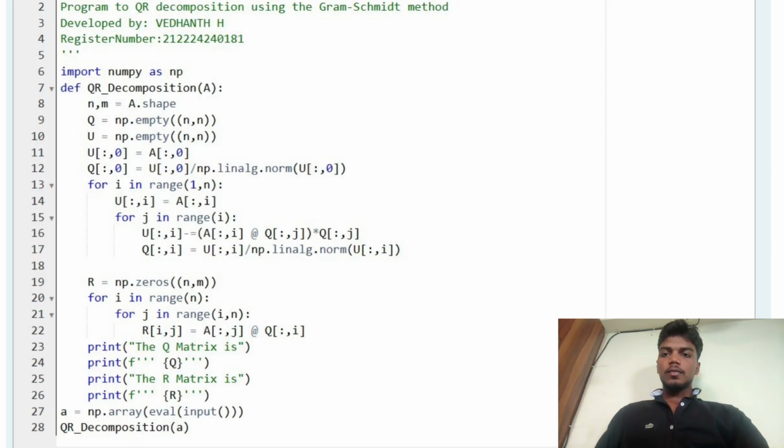Hello everyone, myself Vedan and I am here to explain a Python code which is used to implement QR decomposition using Gram Schmidt process. So first we will see what is QR decomposition.